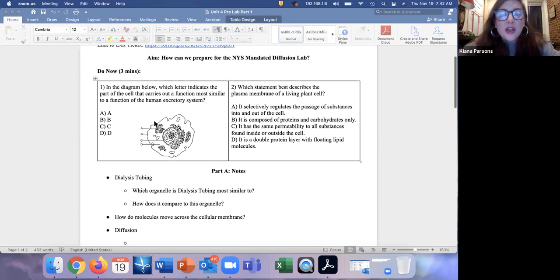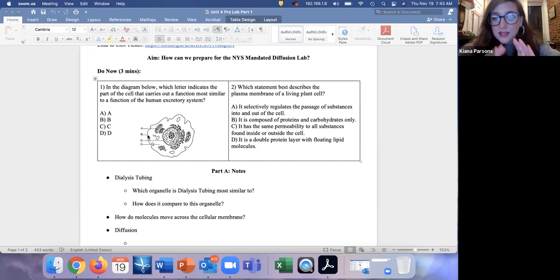In the diagram below, which letter indicates the part of the cell that carries out a function most similar to a function of the human excretory system? We haven't talked about human body systems yet, but the excretory system is the system that includes your kidneys and your ureters, and it's what allows you to expel waste from your body via urine. So like the excretory system does in your body, removing waste and allowing it to go out of your body, which organelle in the cell allows waste to exit the cell?